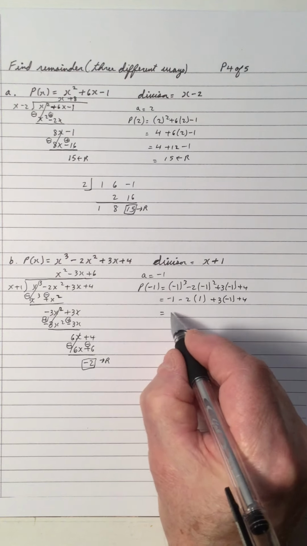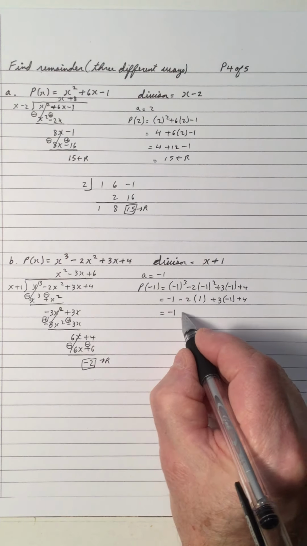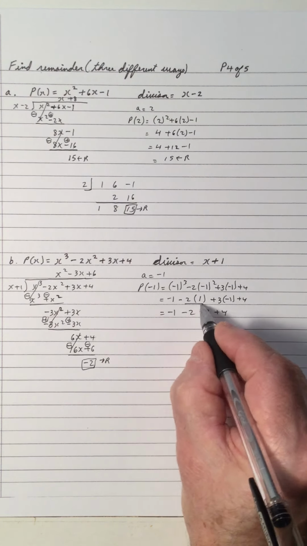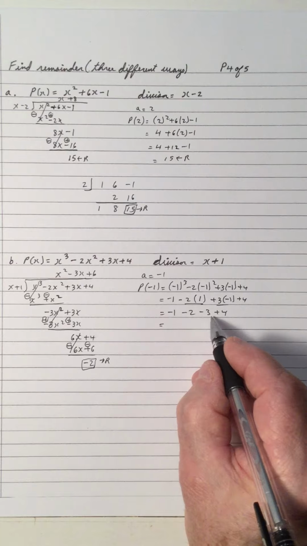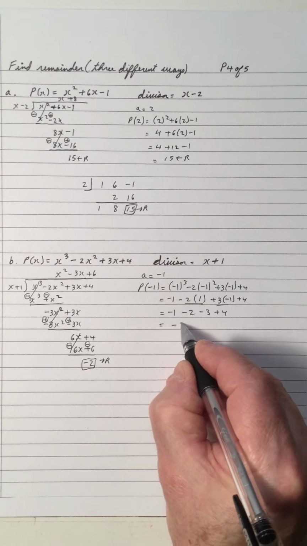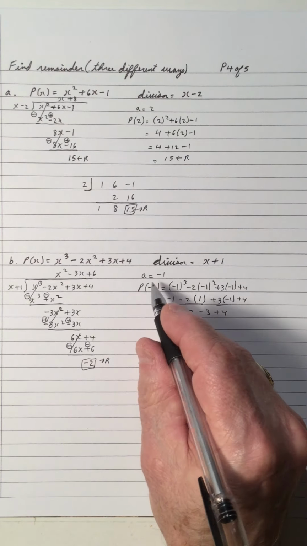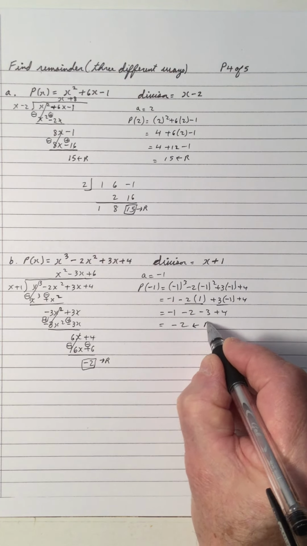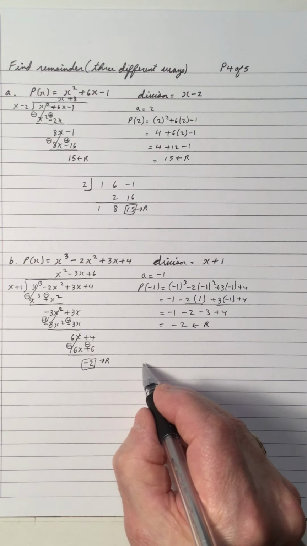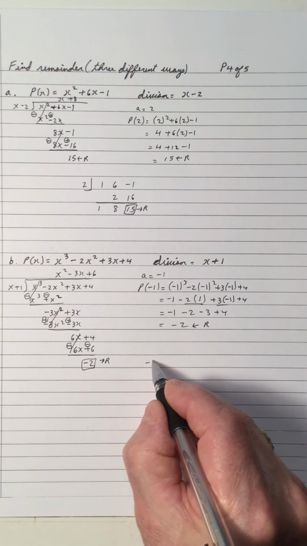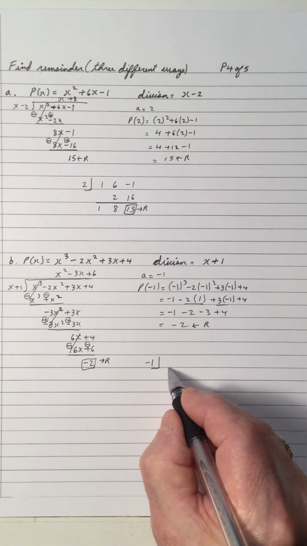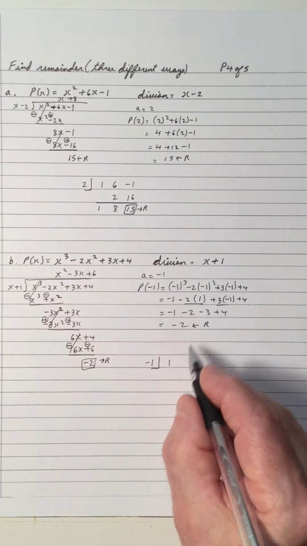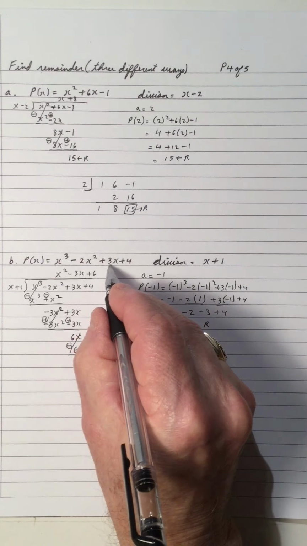I'm only doing the powers first. Done. Now I do the multiplication next. Negative 2, negative 3, plus 4. So I multiply this one and this one. Now I simplify. So that's a negative 2. And the P of a is the remainder. So the remainder, again, is negative 2. And when I do synthetic division, I'm using negative 1. So I just practice on each of them. So descending order is okay. So 1, negative 2. And then 3 and 4.